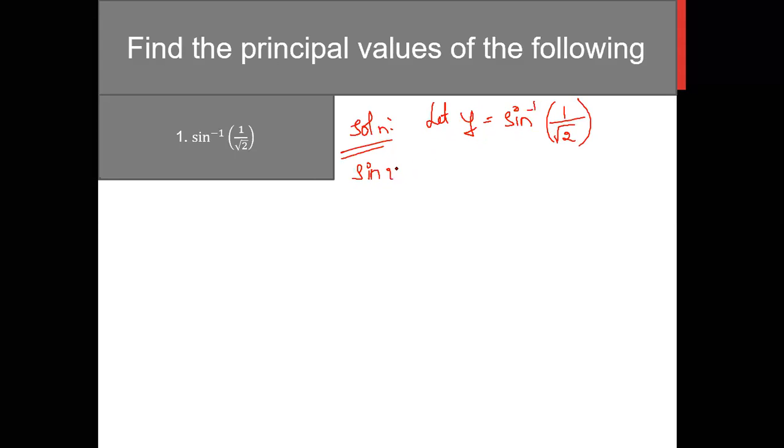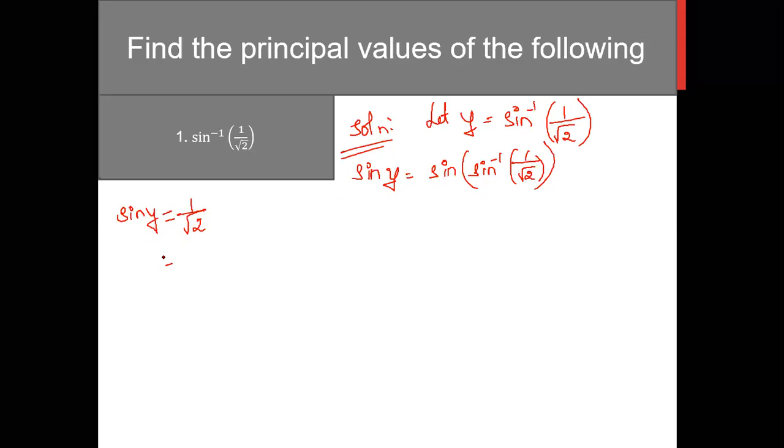So sine y is equal to sine of sine inverse of 1 by root 2. What is sine of sine inverse x, students? X. Good. So this becomes 1 by root 2. Here in place of x we have 1 by root 2.